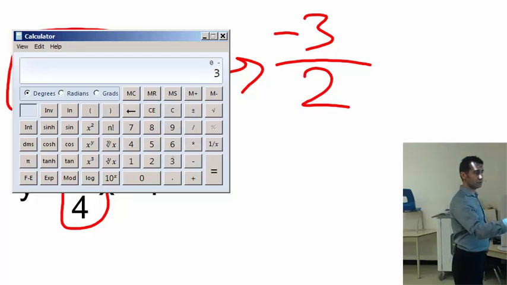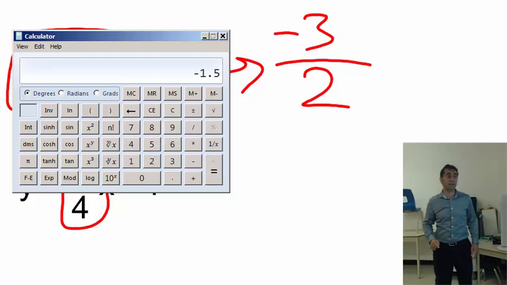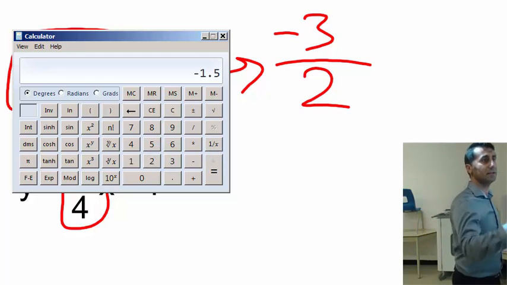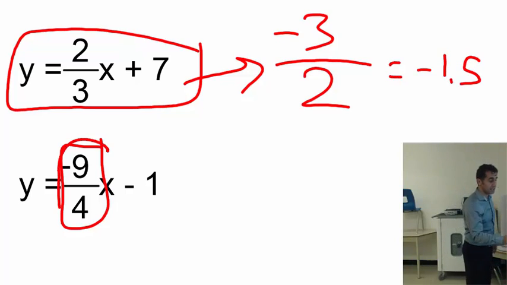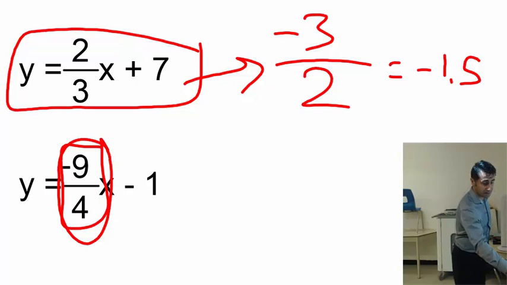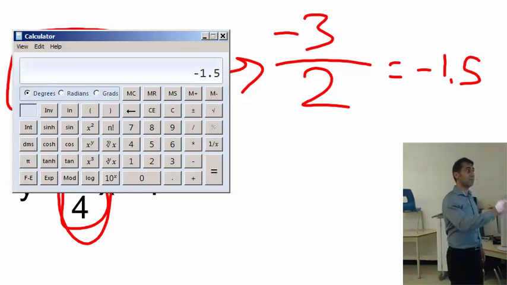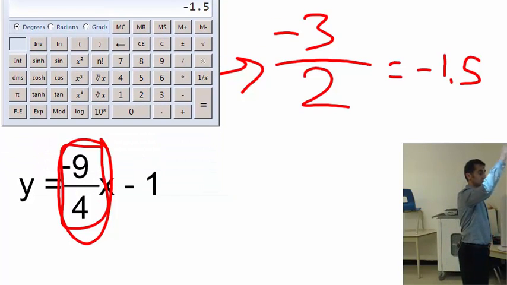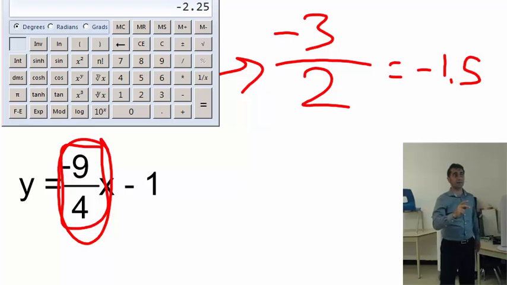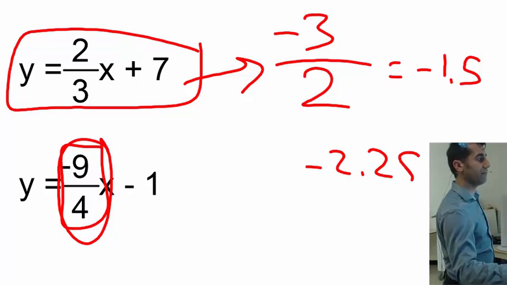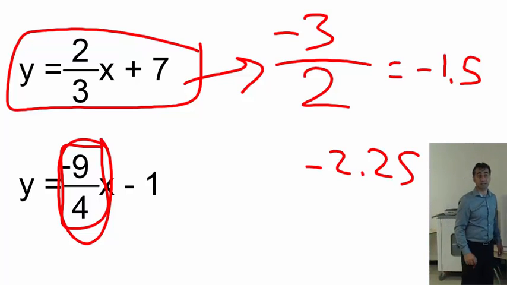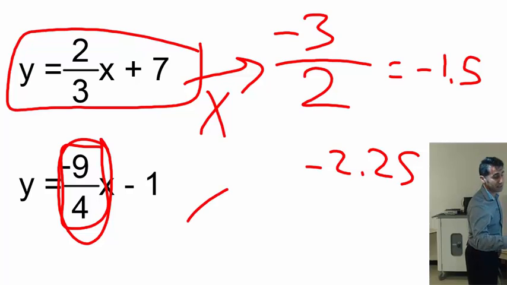Minus 3/2 is minus 1.5. Again, this is minus 1.5. So let's calculate that. If I am going to get exactly the same number, I can call both lines perpendicular. So clear that. Minus 9/4. Am I getting the same number? No, I am getting a different number, which is minus 2.25. So they are different. Yes, they are not perpendicular lines.